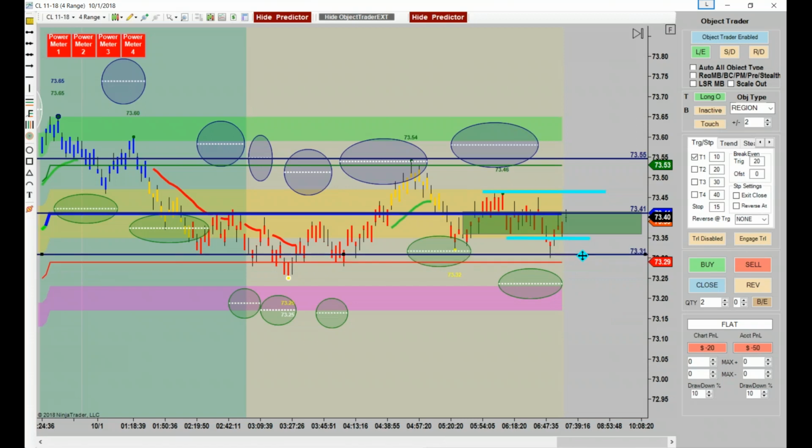Now, I would have probably more than likely bought that again if I hadn't been moving so fast when it went back above that line. But let's take a breakout and see if we can get it back. Let's see.